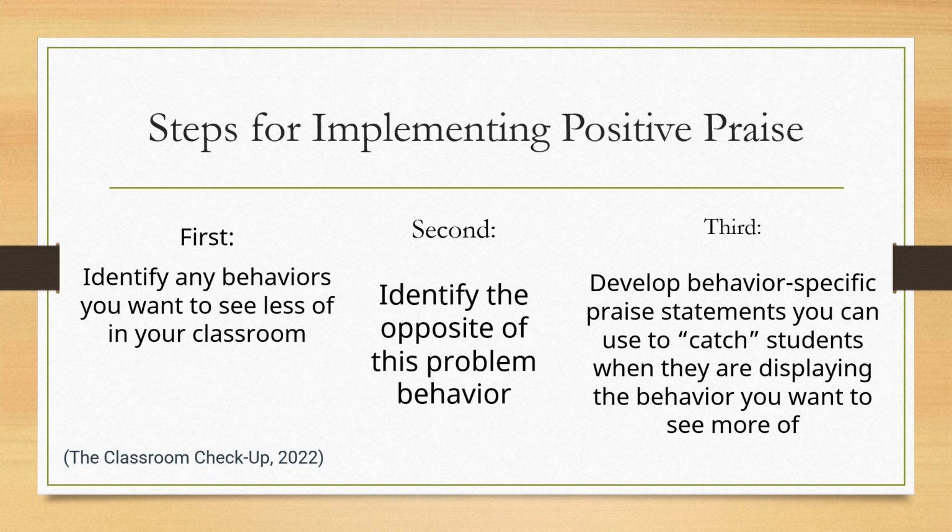So the steps for implementing positive praise. First, you're going to identify any behaviors you want to see less of in your classroom. For example, non-compliance or maybe not completing work. Second, identify the opposite of this problem behavior. So it could be following directions the first time or even completing work in a timely manner. Then, develop behavior-specific praise statements you can use to catch students when they are displaying the behavior you want to see more of.